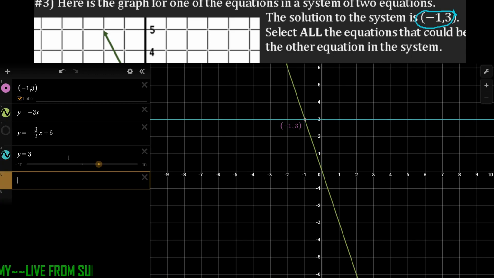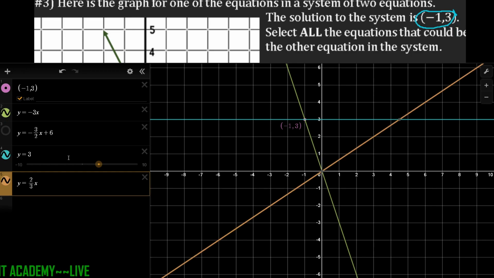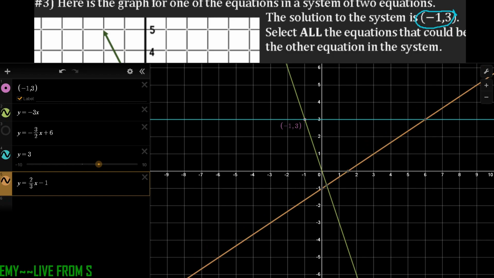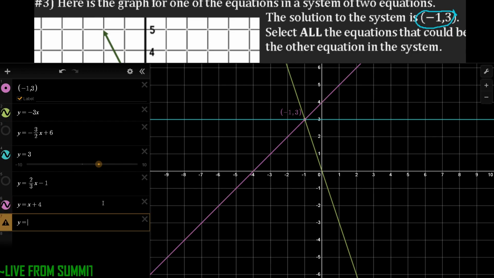The fourth one, for D, says y equals 2/3 times x minus 1. So that one does not go through the point, so we're not going to pick that one. What about y equals x plus 4? So that one's good as well. And for the last one, it says y equals 4x plus 1. So that one, we're out of here. That one does not go through the point, so we're not going to pick that one. So just A, C, and E are the ones that we want to pick.